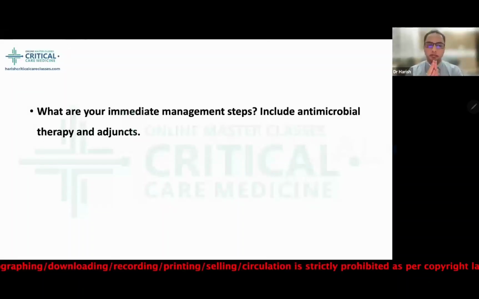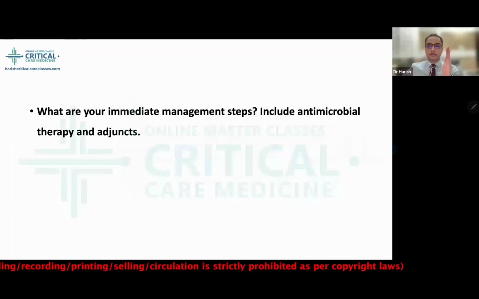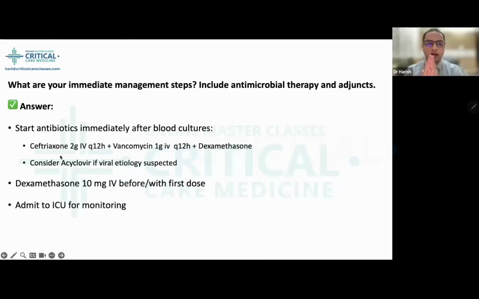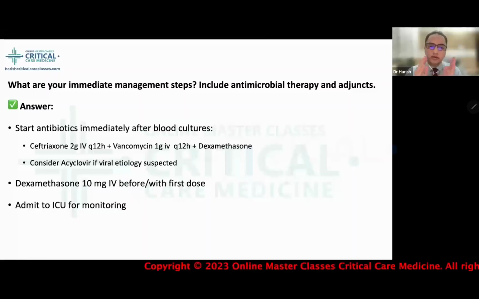Next question: what are your immediate management steps, including antimicrobial therapy and adjuncts? We have discussed imaging modalities, CSF findings, and differentiation between encephalitis and meningitis, and we assessed airway, breathing, circulation. Next is the therapeutic approach. Here we start antibiotics immediately after blood culture: ceftriaxone 2 gram IV 12 hourly, vancomycin 1 gram IV 12 hourly, and dexamethasone 10 milligram IV, which we consider giving before the first dose of the antibiotic.